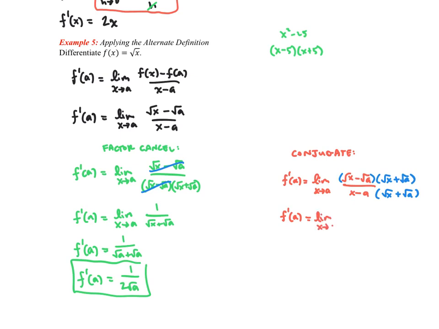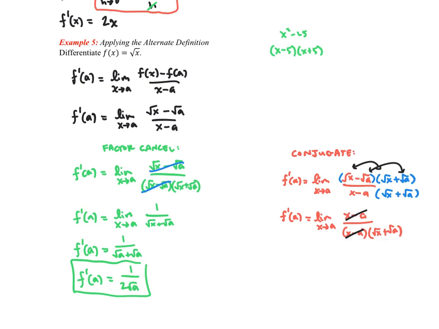So I've got the limit as x approaches a. And what happens when I multiply square root of x times square root of x? I get x. And I multiply square root of a times the square root of a. I get a. And in the denominator, I've got x minus a and the square root of x plus the square root of a. So we see these two terms reduce in a very similar fashion.